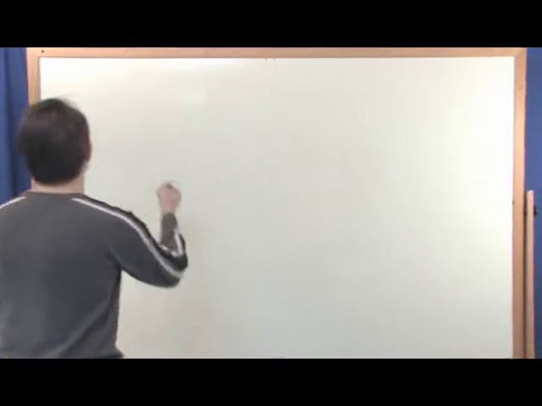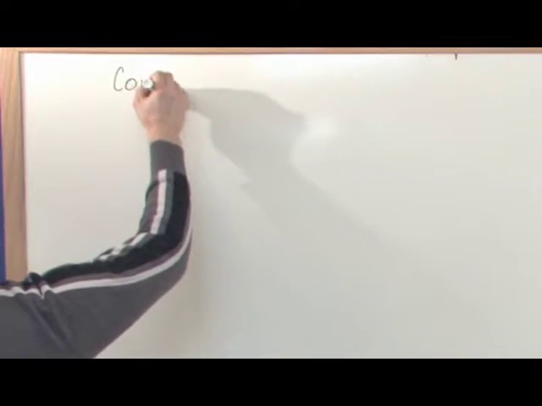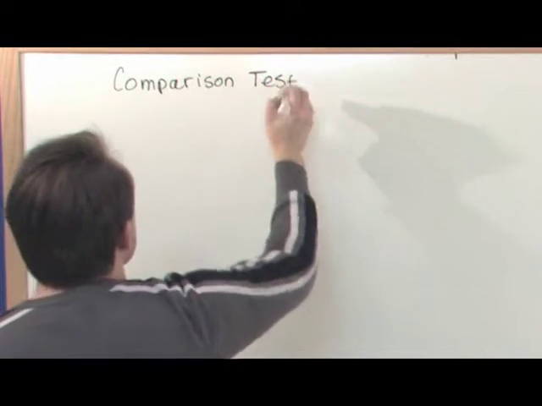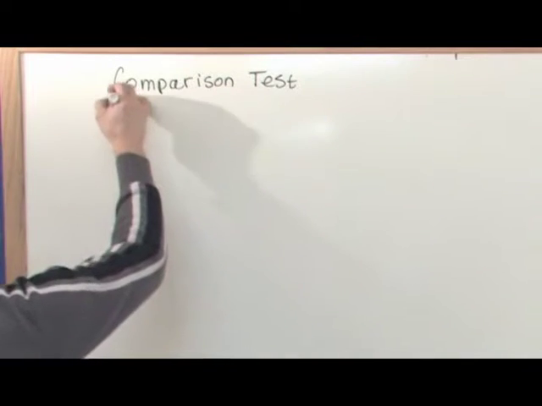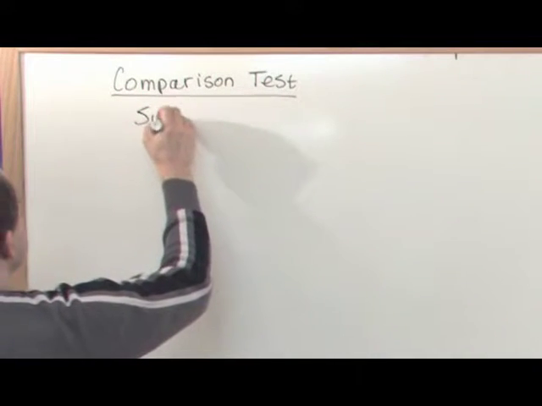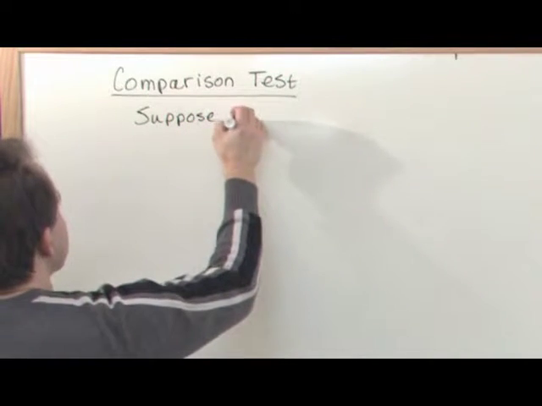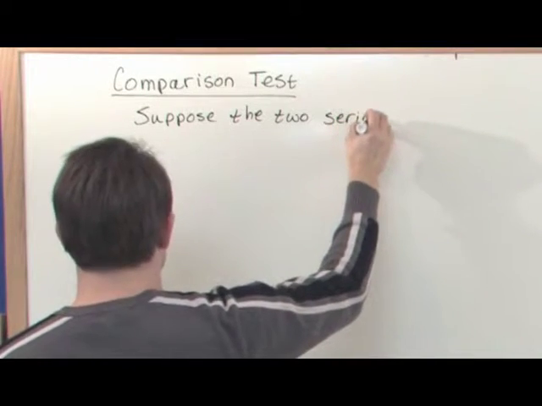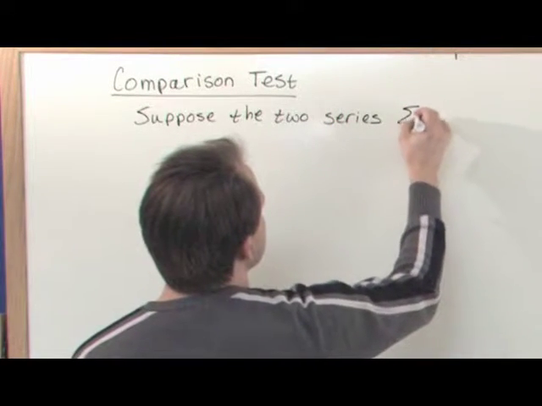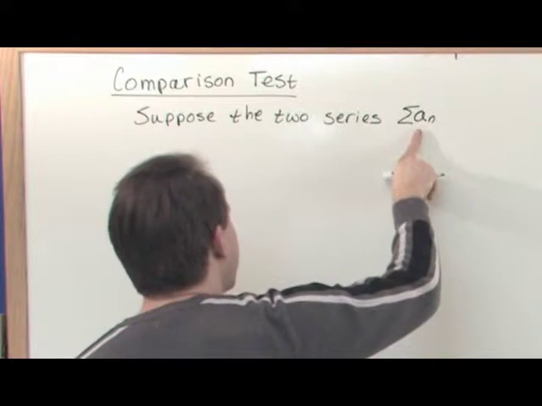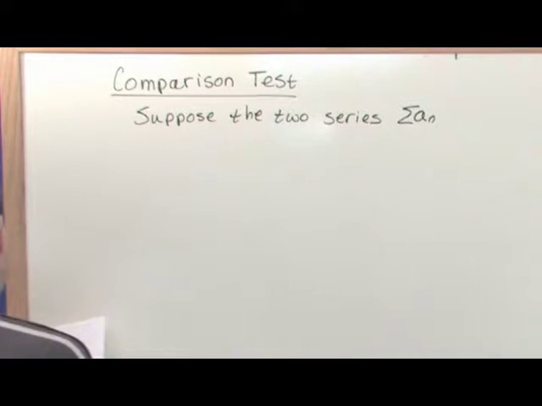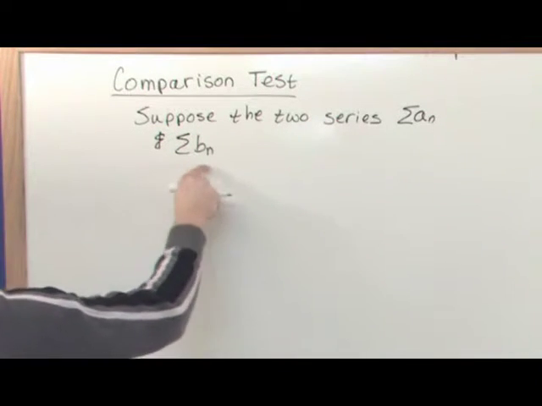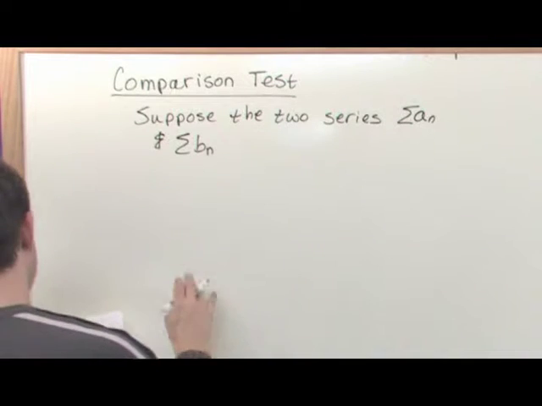Okay, the comparison test. What is it? What are we going to do? We're going to say the following. Suppose that the two series a sub n, this is the series that we care about, this is the series given to you in the problem to look at, okay? And b sub n, this is the series that we're going to use to compare it to, okay?